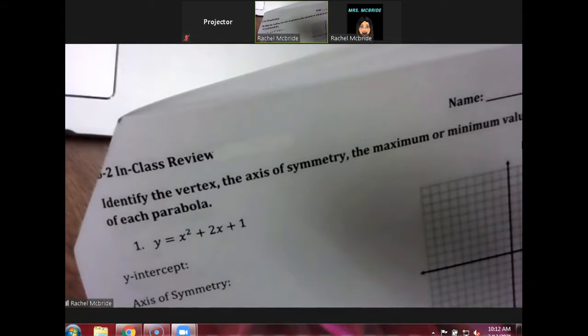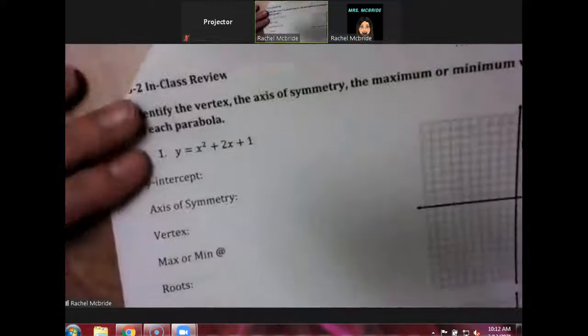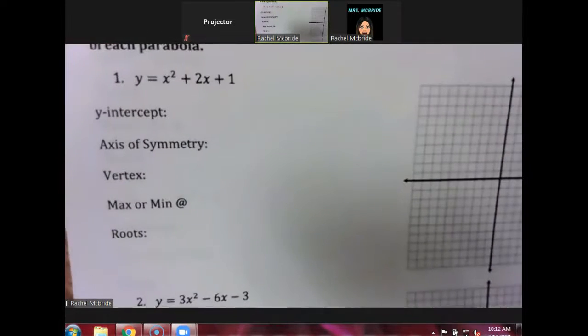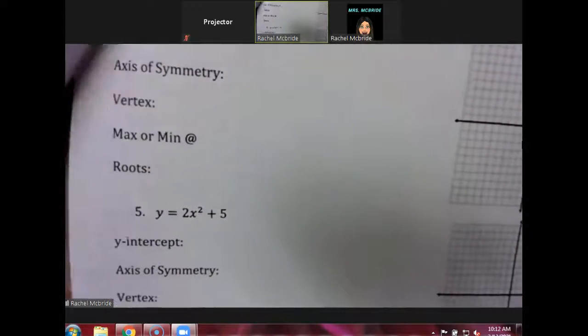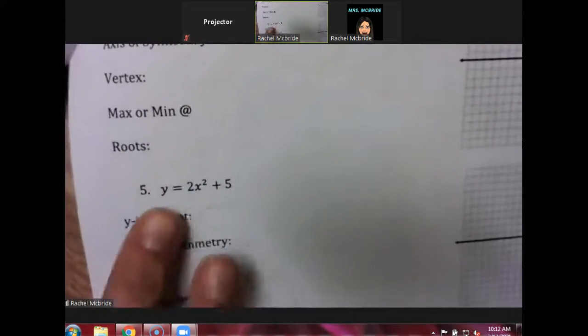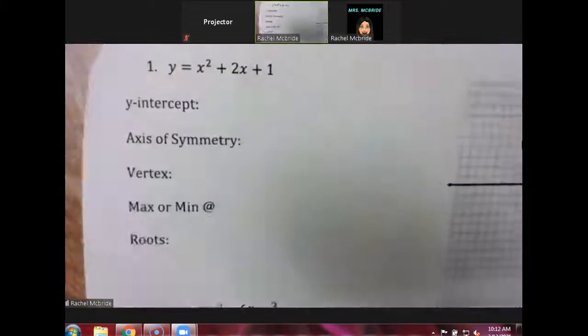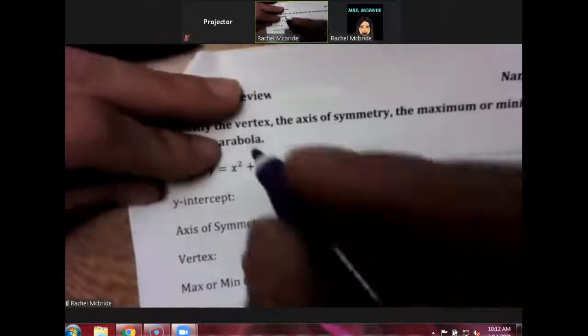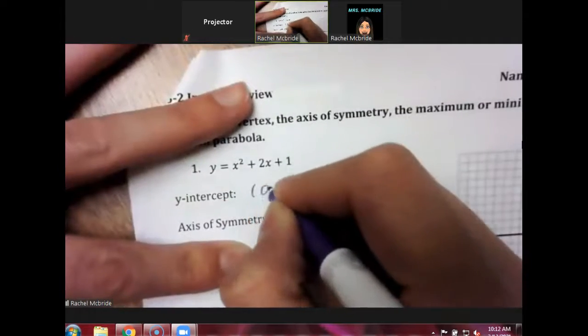So the y-intercept is always the value at the end of the equation in standard form. If you are in vertex form, like number 5, now this takes on a little bit different of a property. So in this case, my y-intercept is 0, 1.